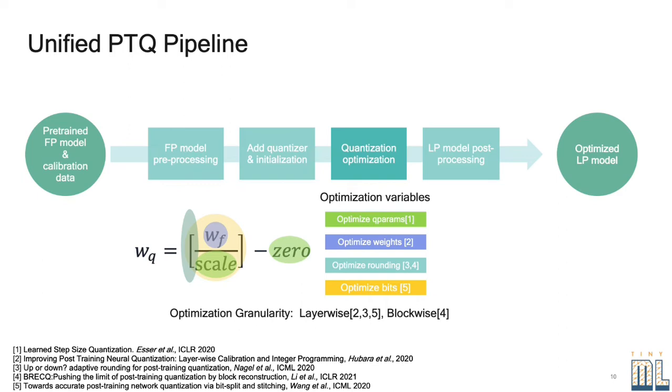For quantization optimization, there are different variables that can be optimized in the quantization function to minimize the layer-wise loss, including the quantization parameter, the full precision weights, the rounding function, or directly optimizing the bits in the integer space. And there are options for the optimization granularity, whether the loss is minimized in a layer-wise manner or block-wise manner.